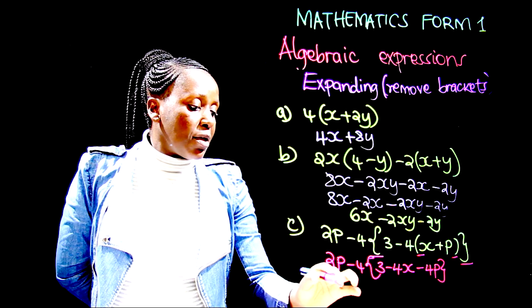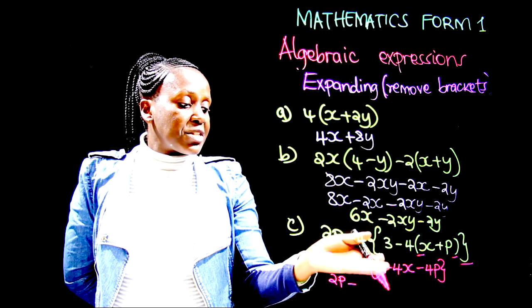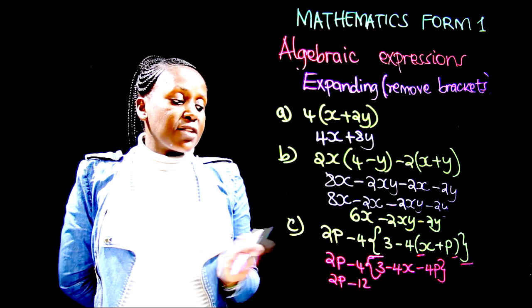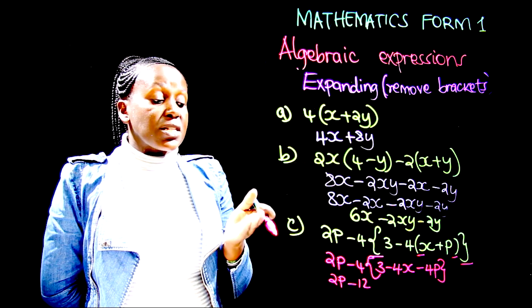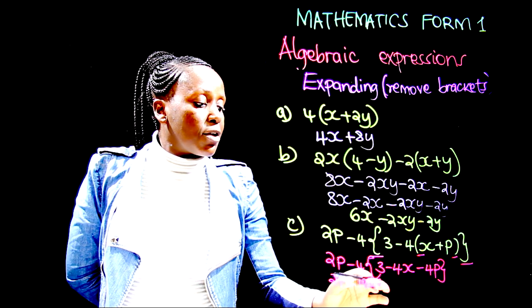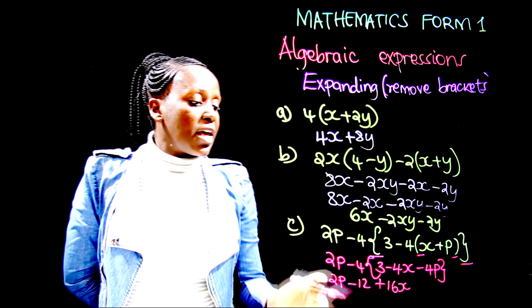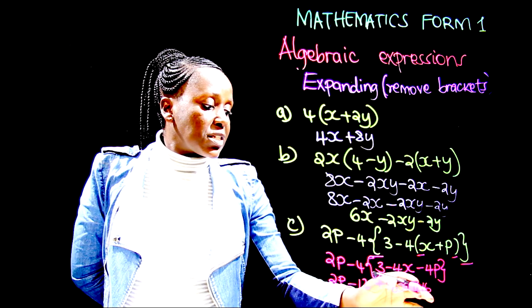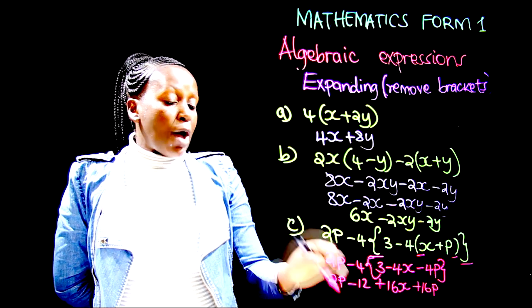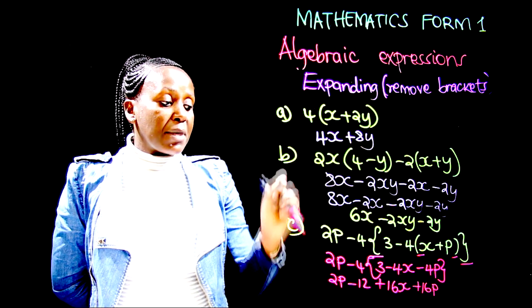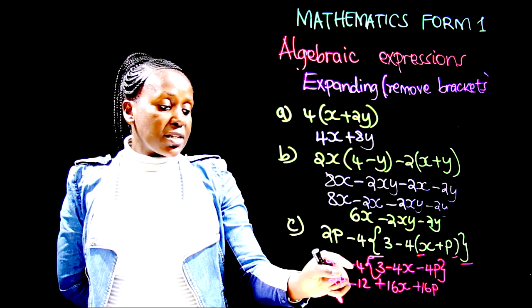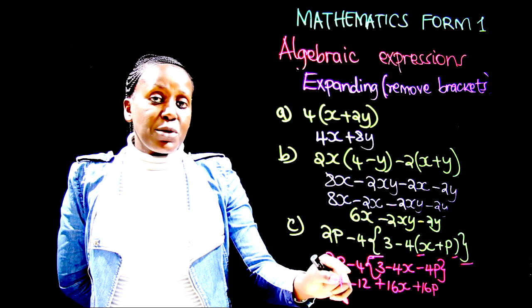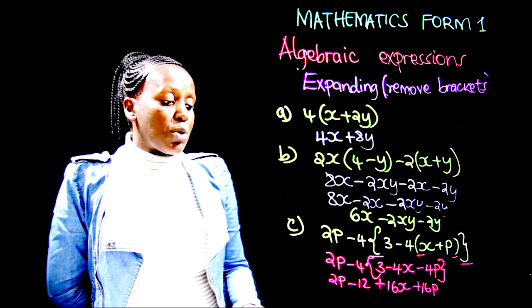So this is 2p minus 4 times 3 is 12. Then negative 4 times negative 4x. Negative times negative is positive. So this will be positive 16x. Then negative 4 times negative 4p again will be positive 16p. Now please note, when you are multiplying, remember the sign that is outside the bracket. This is negative. When you multiply a negative by a negative, you get a positive.